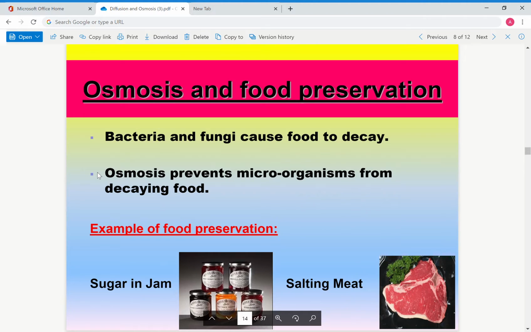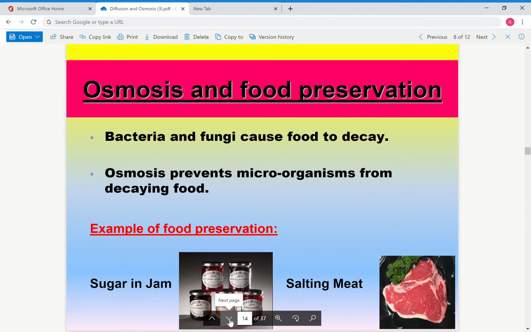Now the idea is that if bacteria was to land on something like jam, there is more water in the bacteria than there is in the jam, so water will move from a high to low concentration across the semi-permeable membrane. What that basically means is that water is going to leave the bacteria and go into the jam, and as a result the bacteria will shrivel and die. Now it's the same for salt. Salt and sugar have the same effect on things. If bacteria was to land on salt and meat, again it's going to lose water and it's going to dehydrate.